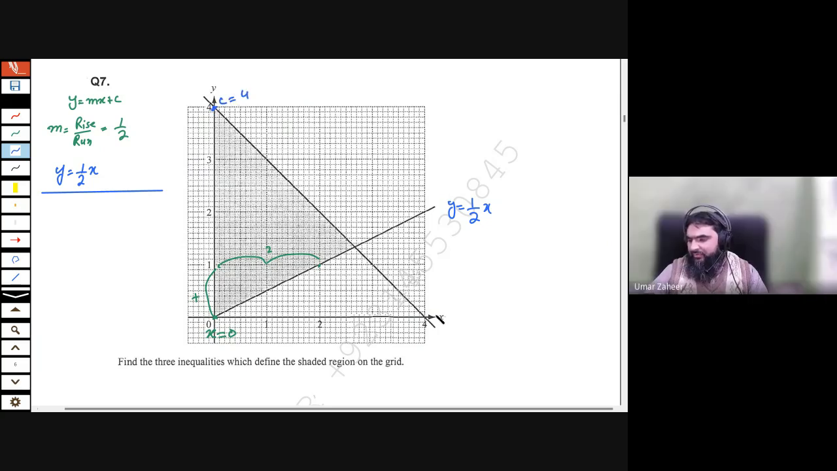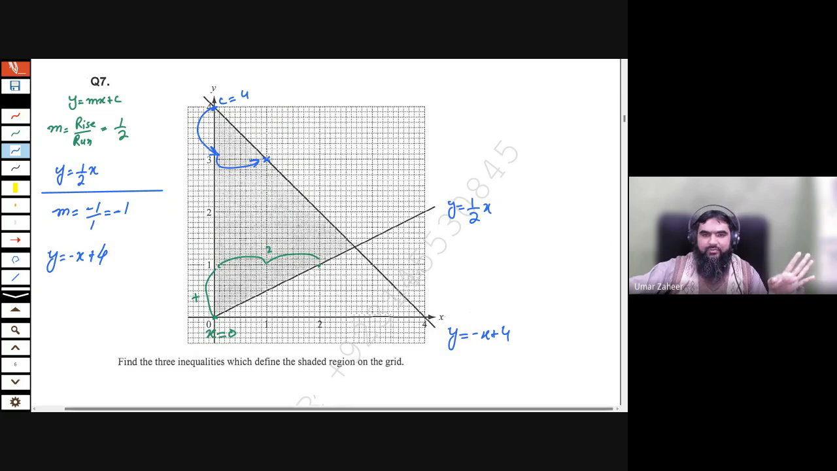Now we have to find the equation, so we need to find the gradient as well. The gradient will be equal to, again, rise over run. You can choose any two points. Let me just choose this one. We have one negative rise because we are moving downward, and one run. So minus 1 divided by 1 will be minus 1. So the equation will become y is equal to minus x plus c, that is 4. So this is the equation of the other line, y is equal to minus x plus 4.